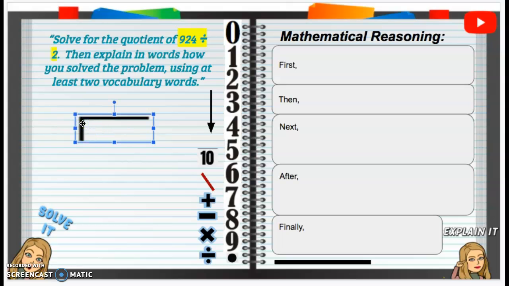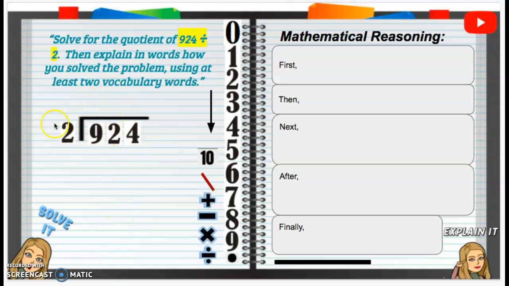So now I have my little house division bar set up here. On the inside of the problem, we're going to put the 924 because that is our dividend. So I'm going to put 924 as our dividend on the inside of our house. On the outside of our house, we're going to put 2 because we're dividing by 2. So that is our divisor. The divisor is going into this number, but we're going to see how many times it can go in there.